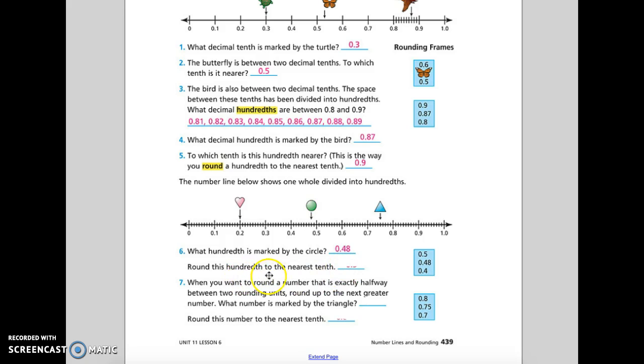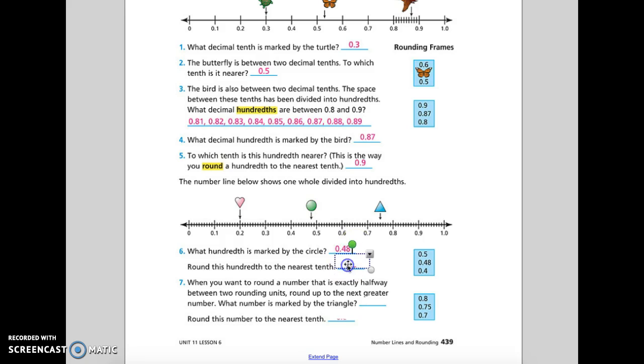Now, round this hundredth to the nearest tenth. So go ahead and think about that. Write that down on your whiteboard. Is it closer to the 4 tenths or 5 tenths? And then also look at 48 hundredths and think about how you would round it.